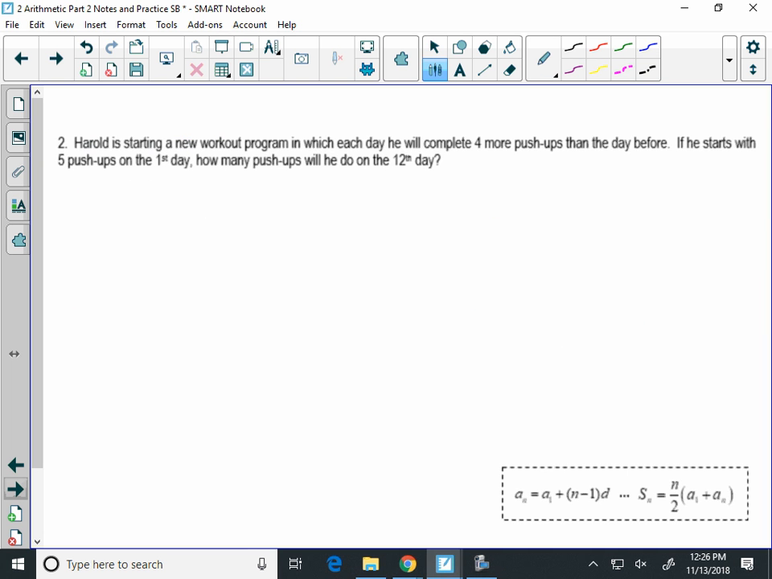So this one is about push-ups, Harold doing push-ups. So he has a new workout routine where he completes 4 more push-ups than the day before. What does the 4 more get you? D. It doesn't say that's what he starts with. It says 4 more every day. That's what you're adding each time. So that's your common difference, actually. Harold adds 4 push-ups to his routine.